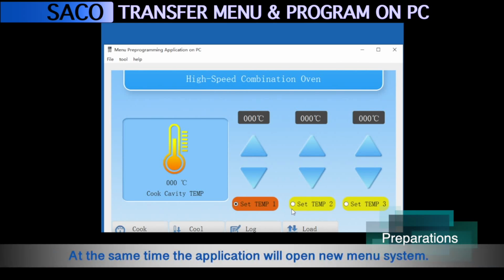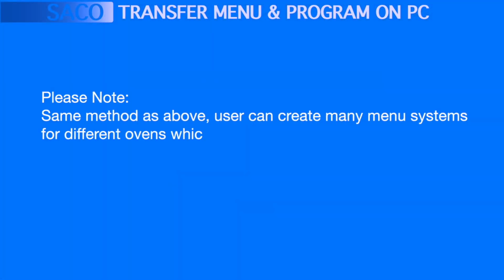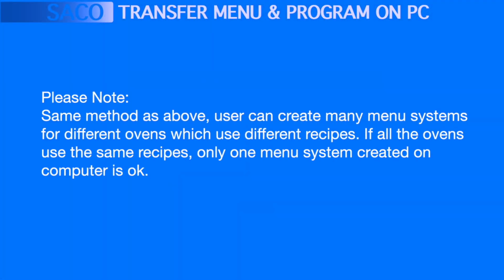At the same time, the application will open the new menu system. Please note, using the same method as above, user can create many menu systems for different ovens which use different recipes. If all the ovens use the same recipes, only one menu system created on computer is okay.